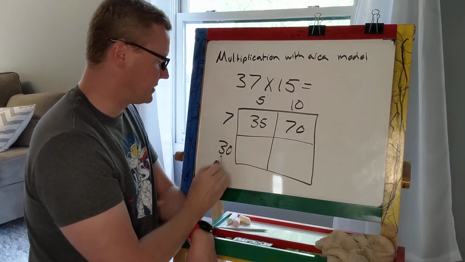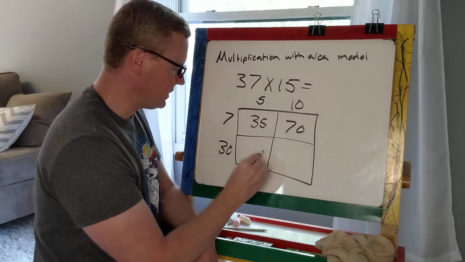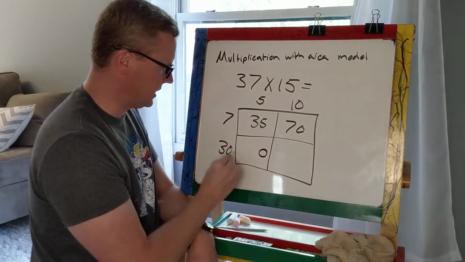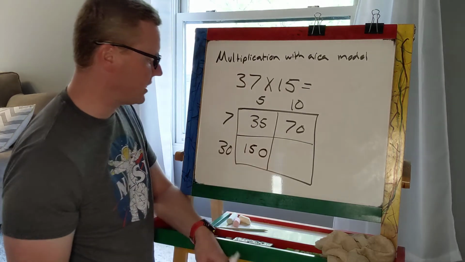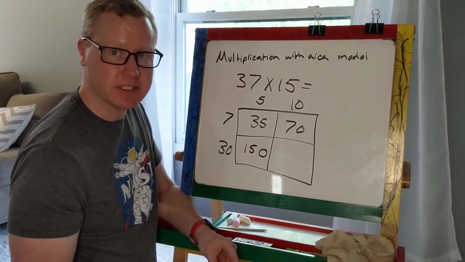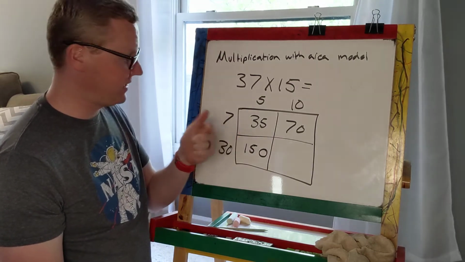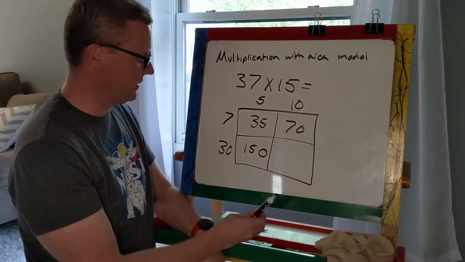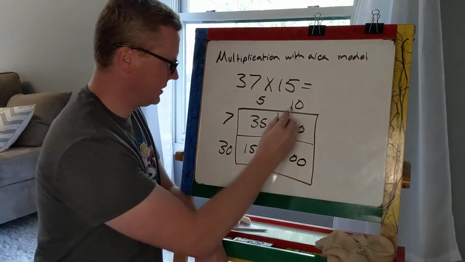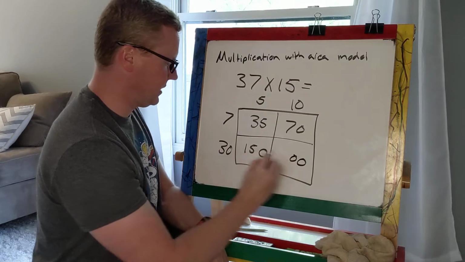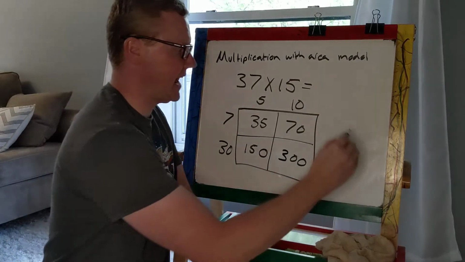30 times 5. You can do it 2 ways. You can do that, count your zeros, 1 zero. 3 times 5 is 15. Some of you also know that 10 times 5 is 50. And you have 3 of those, so 50 plus 50 plus 50 is 150. And the last one, you can count your zeros, 2 zeros, and 300. Now you just need to add them up again.